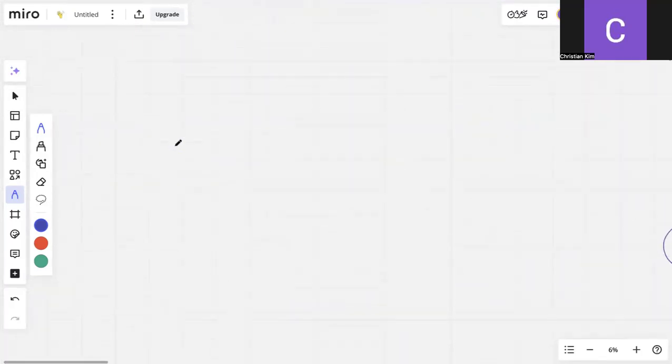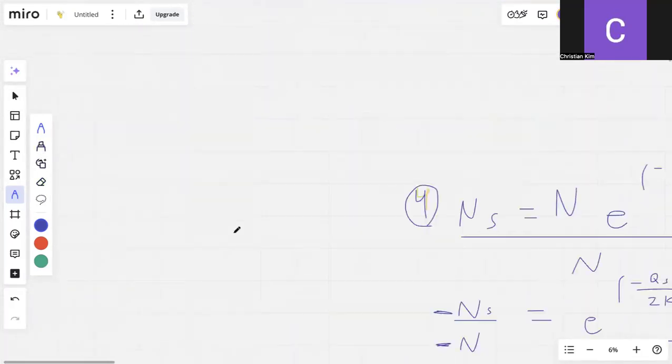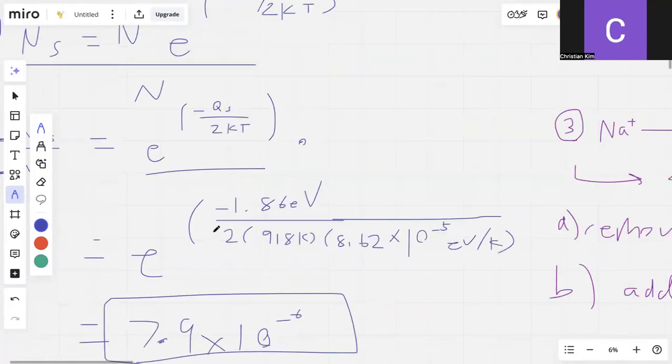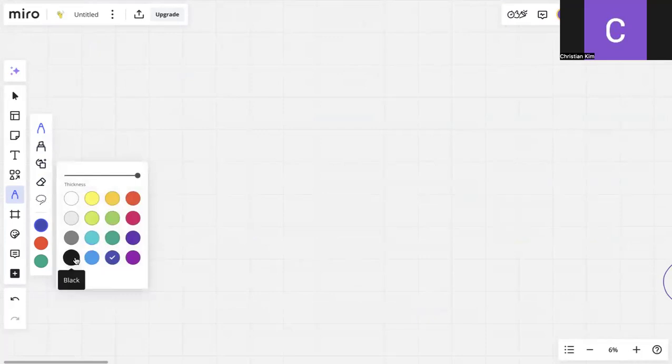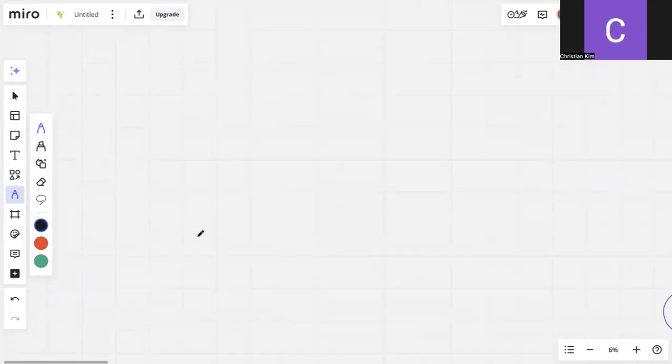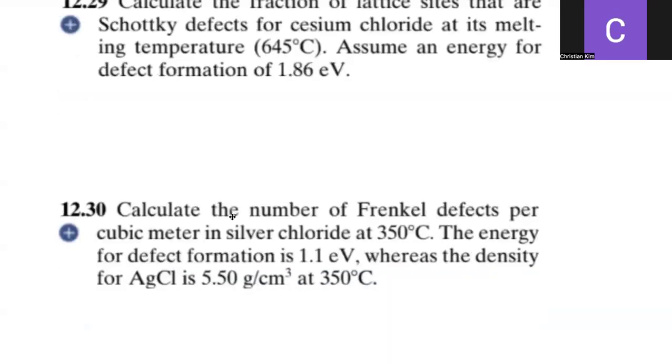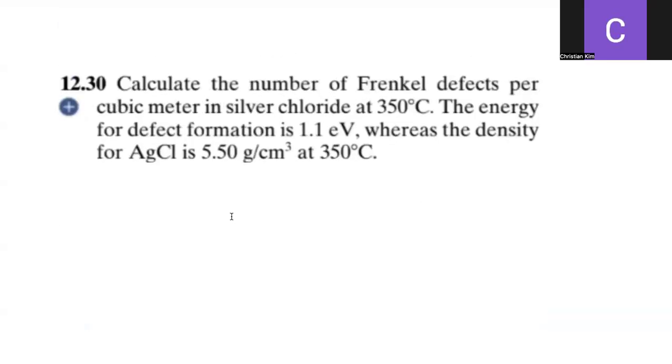All right, last question. Let's do this in black. So then for the very last question, we're calculating the number of Frenkel defects per cubic meter in silver chloride at 350 degrees Celsius. The energy for defect formation is 1.1 electron volts, whereas the density for AgCl is 5.5 grams per centimeter cubed at 350 degrees Celsius.